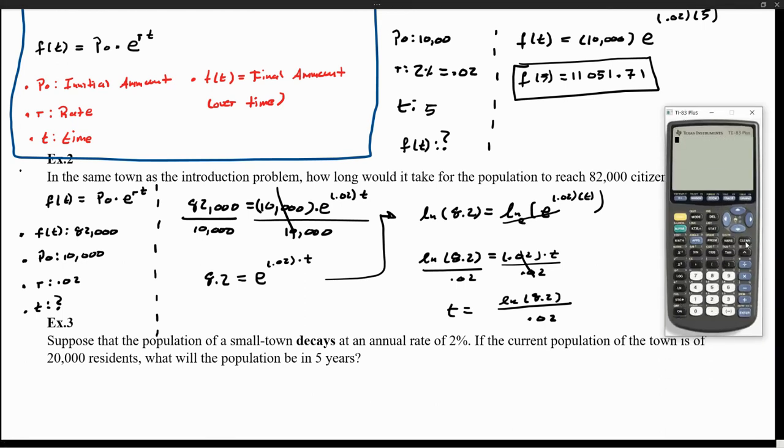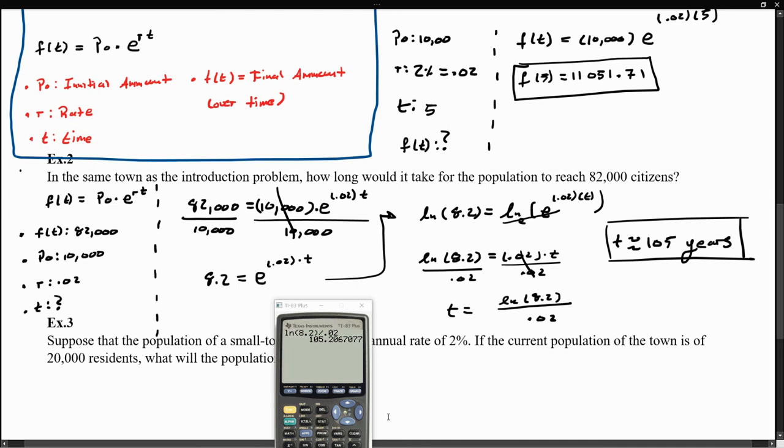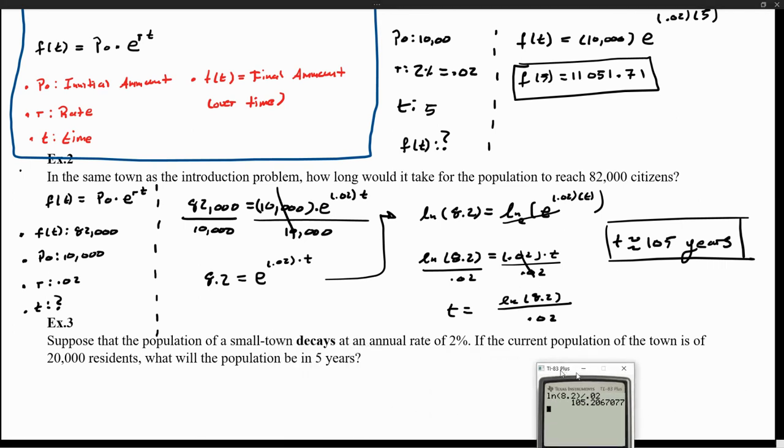So let me just erase everything here. We're going to go ln of 8.2 divided by 0.02. So that means it's going to take us approximately 105. So I'm just going to say t is approximately 105 years. So if we have a population of 10,000 and that population keeps increasing by 2%, it's going to hit 82,000 at approximately 105 years.